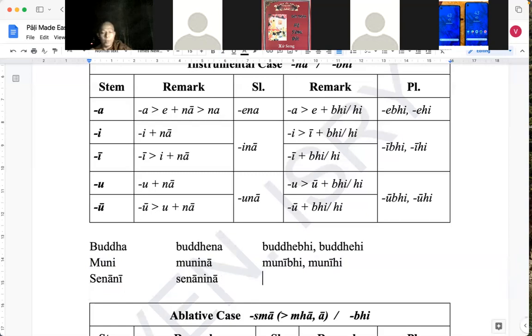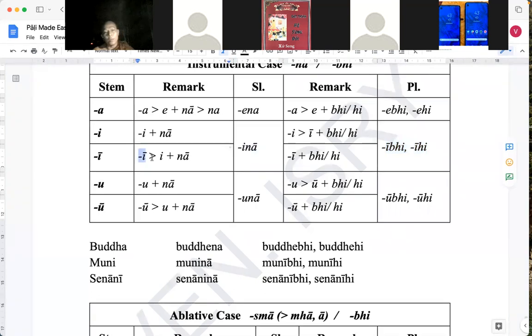So for plural, the stem is ended in the E, so we don't need to change anything. Bi is added, or the silent Hi is added. So finally E Bi, E Hi. So Senani Bi and Senani Hi. So here the stem is ending in the long E or short E, but in singular we use just E Na. In plural, we use E Bi, E Hi. So that is why it is easy to remember.